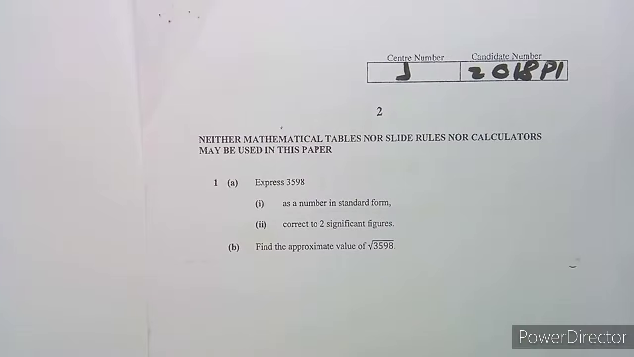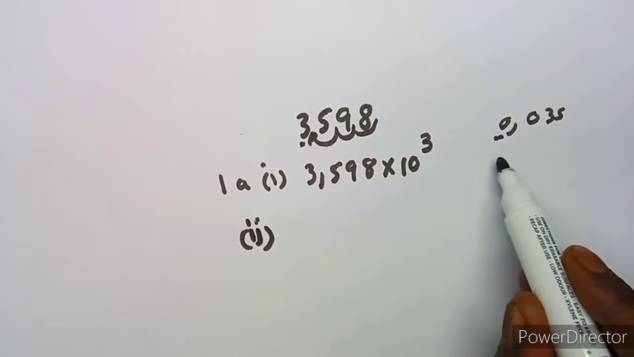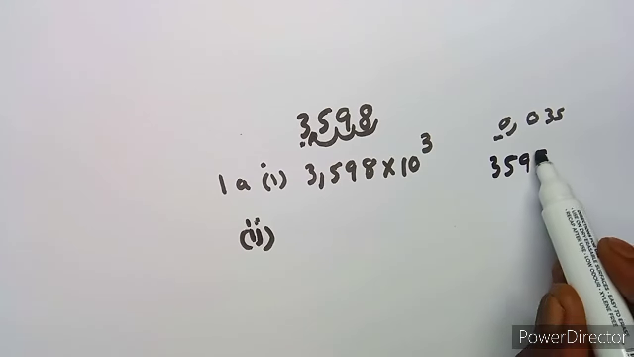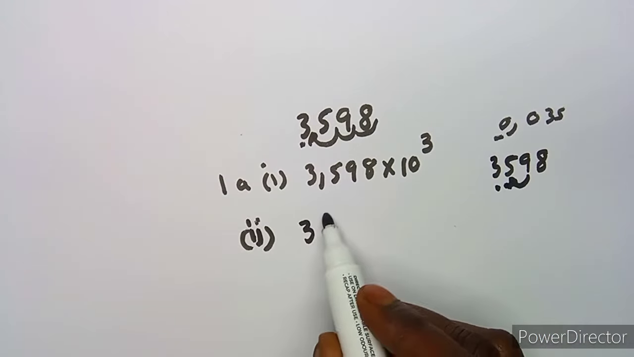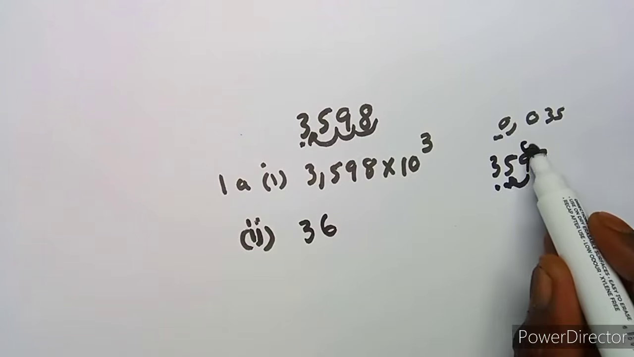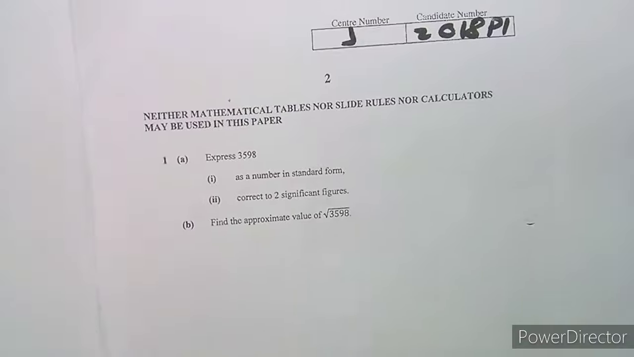Anyway, let's see the other part, item 2, correct to two significant figures. So 2 SF, which means you're talking of whole numbers in this case. 3,598, we've got 1, 2. These are the first two digits. If you cross check, the 9 is going to change this 5 into 6. So these are now zeros. You have to write these zeros because this is a whole number. If you don't, then it's wrong. 36 would be wrong. So take note about that.